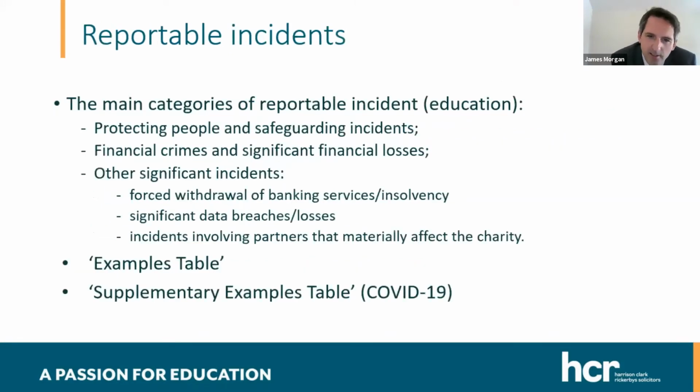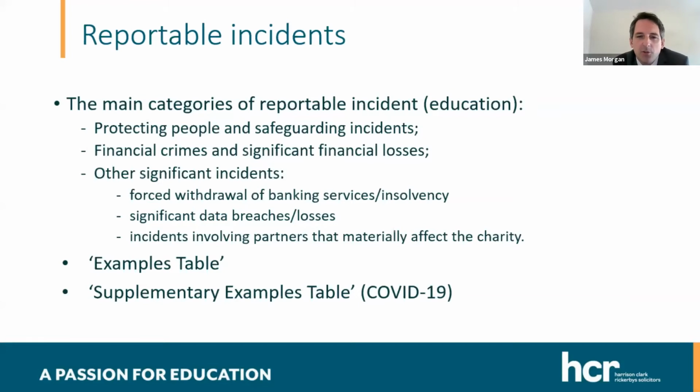Okay, so reportable incidents. I've already touched on some of the main categories of reportable incident you're likely to see within the education sector. Some other significant incidents that are becoming a bit more prevalent that I haven't already mentioned include significant data breaches or losses. This could be laptops left in public places. Whoops, but it does happen. And serious banking issues, for example, overdrafts being called in, accounts being frozen, or even receiving winding up petitions. It really doesn't matter to some organisations and businesses that you're a charity.